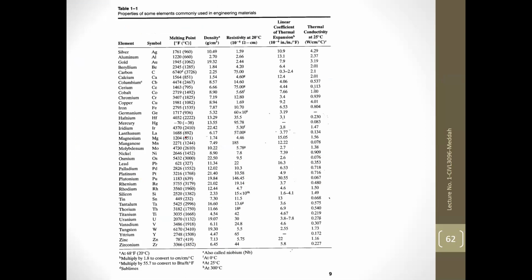Here is just an example also of different elements, mostly metals, and their engineering properties. You can see here the symbol, the name of the element, and also some properties like the melting point, a physical property: at which temperature this element will melt, transforming from solid to liquid. And you can see from one metal to another, the temperature is largely different. So they are all metals, but their properties are largely different.